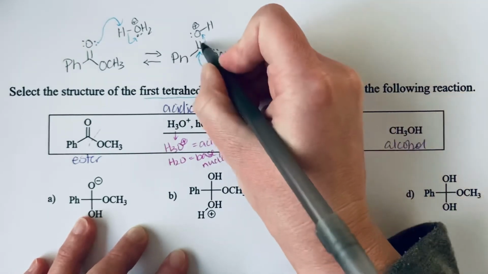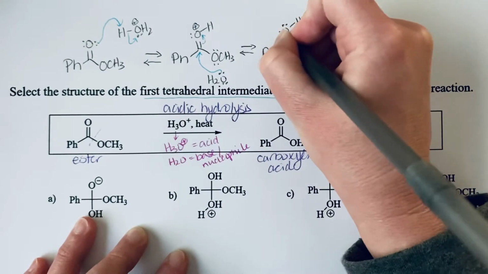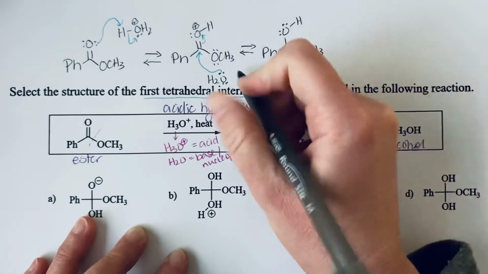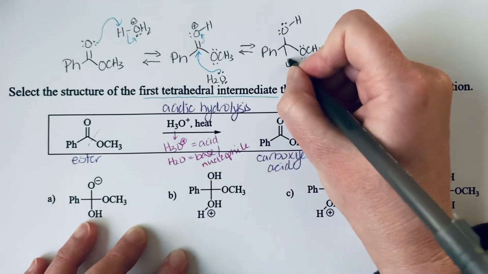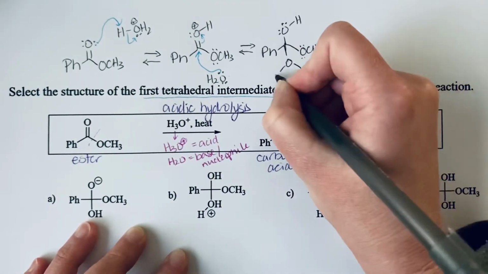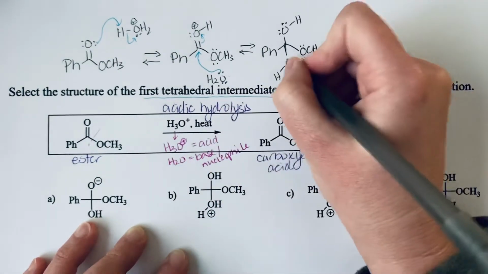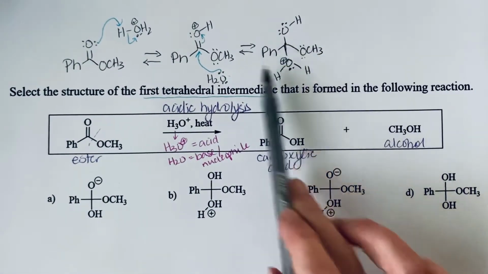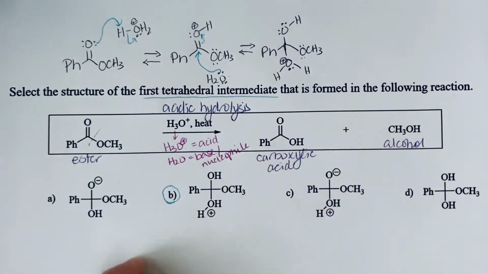So let's go ahead and draw the structure. Once we push those electrons onto the oxygen, it no longer has a positive charge. We still have that methoxy group, and we have added on the water. Both of those hydrogens will still be attached to the water at this stage because the entire molecule is what was acting as the nucleophile. So that means we now have a positive charge on this bottom oxygen. And so this is what we call the tetrahedral intermediate. This is the first one that has formed, so we can take a look at our options, and we can see that this matches B. Okay, so we've got the answer to the question.